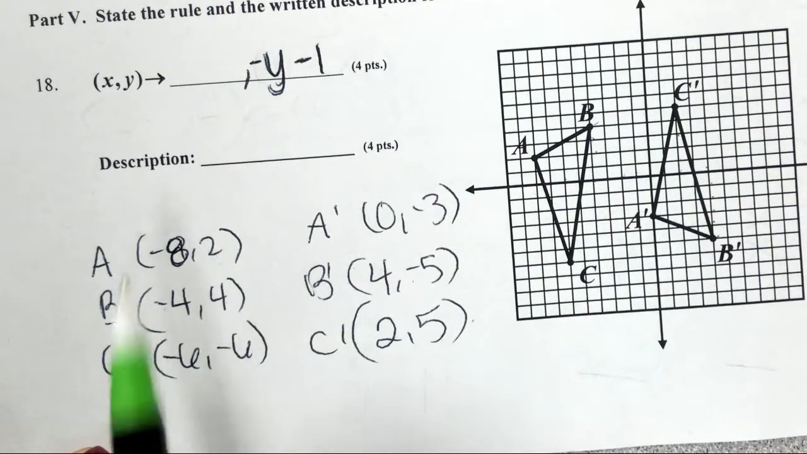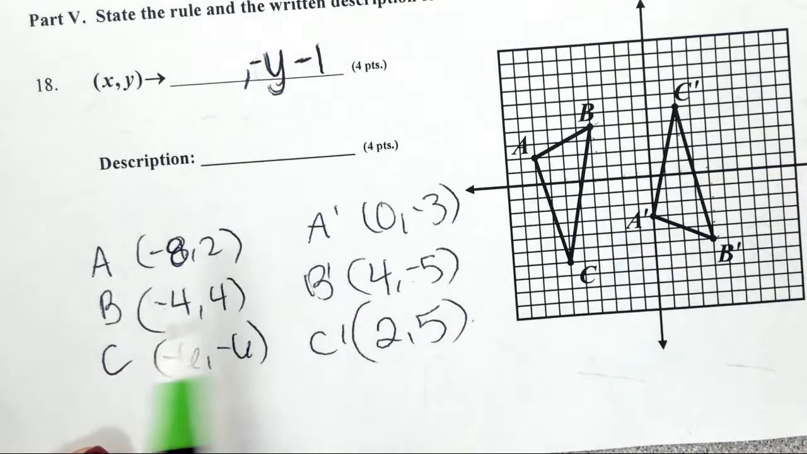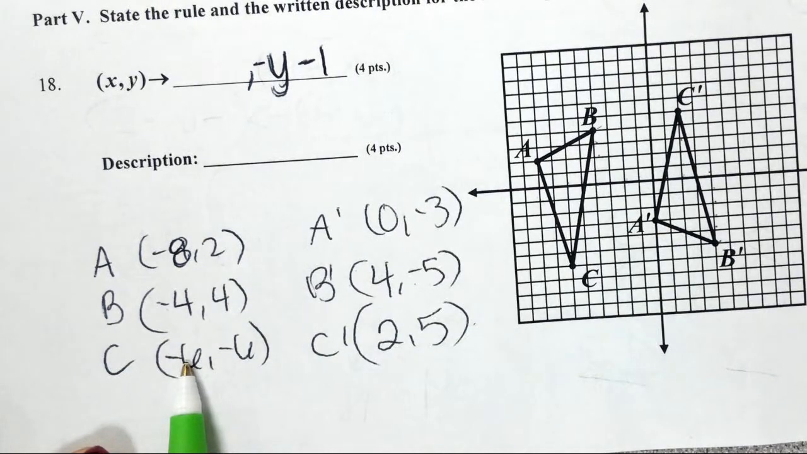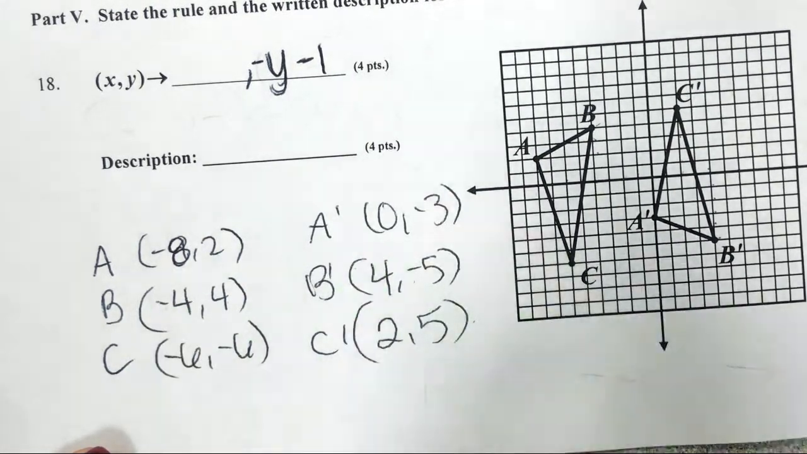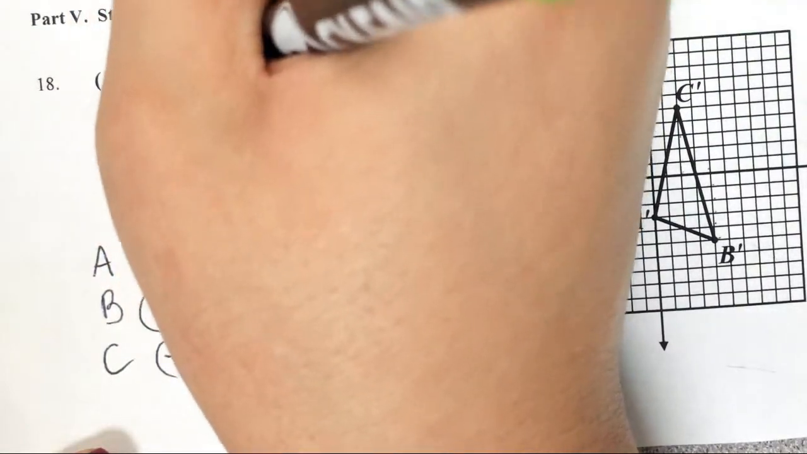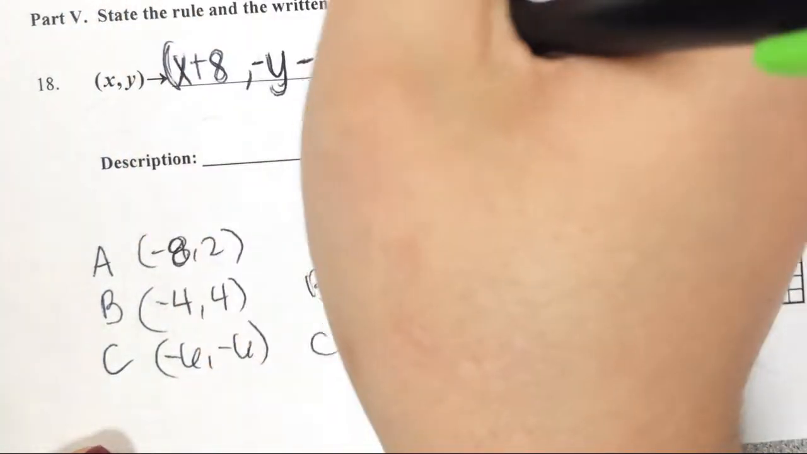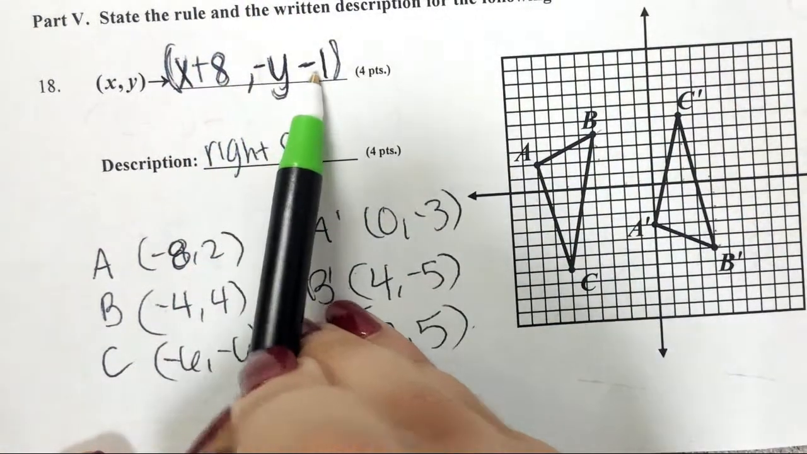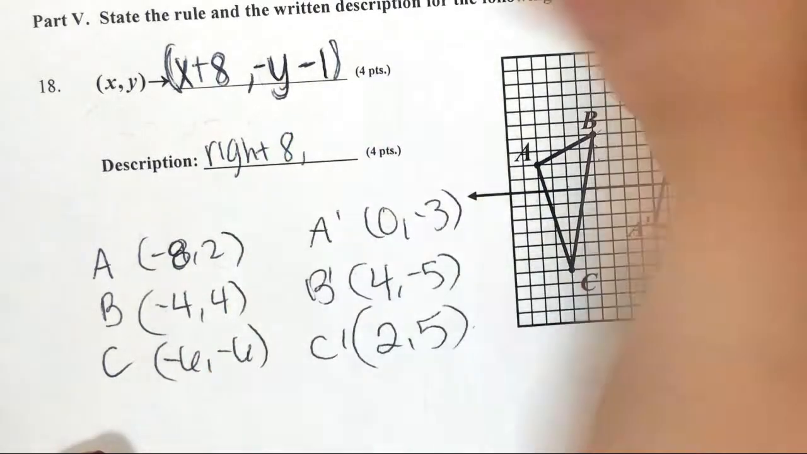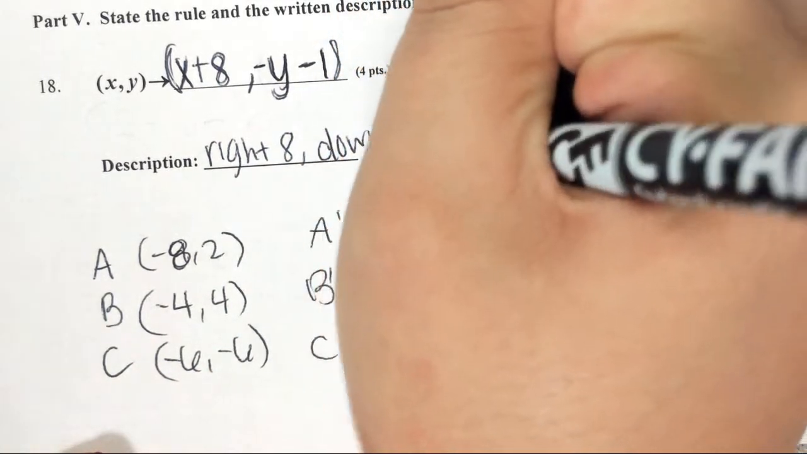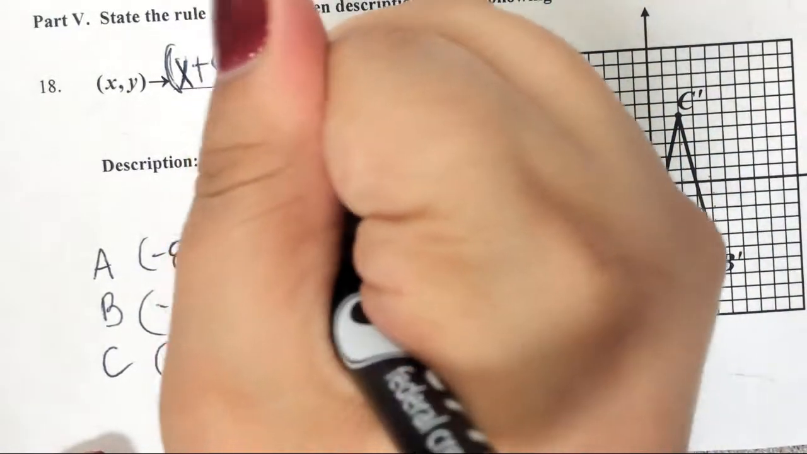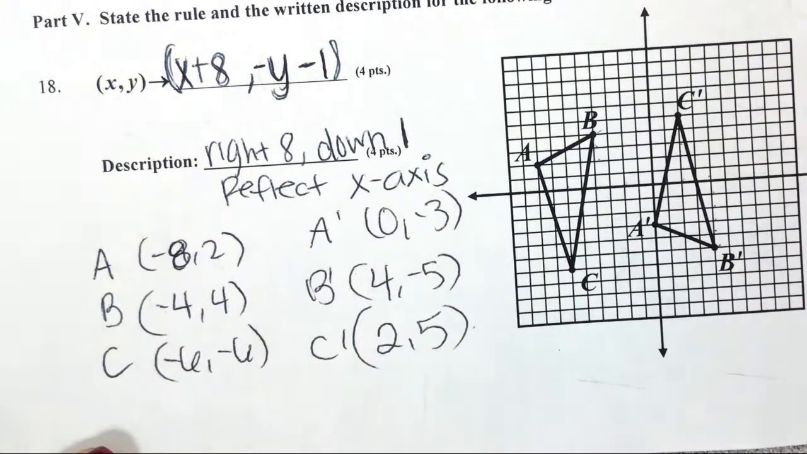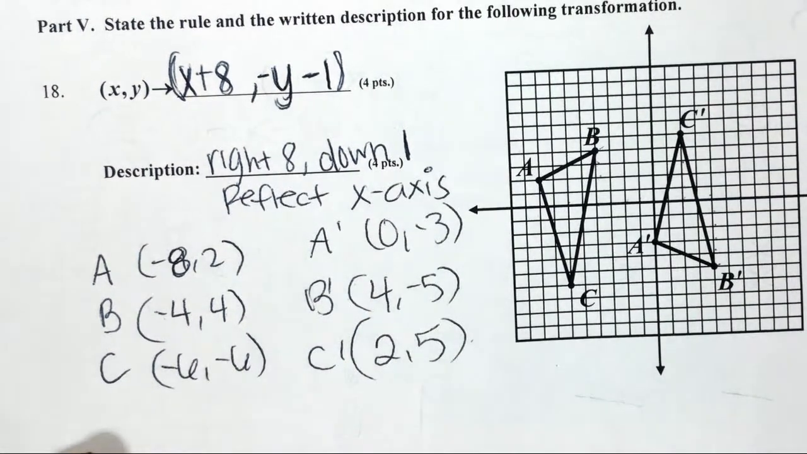Because those just change signs, but here, these don't just change signs. So how do you go from negative 4 to 4? Add 8. How do you go from negative 6 to 2? Add 8. And negative 8 to 0? That one's plus 8. So if I'm adding 8 to x, I'm going to go right 8. I am subtracting 1, so I'm going to go down 1. And this negative y means I'm reflecting over the x-axis. And that's your answer.